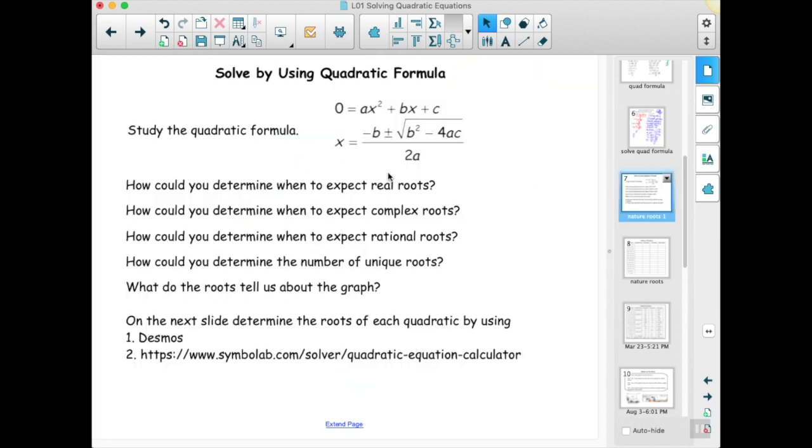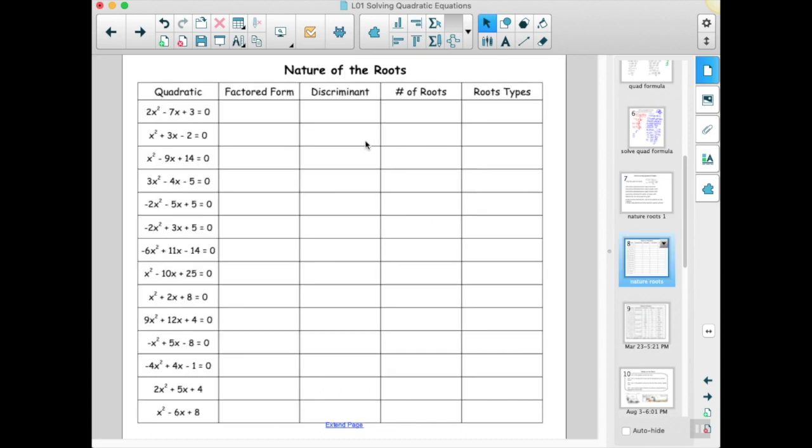All right, so we're now going to be thinking about when you could expect real roots, when could you expect complex roots, when could you expect rational roots, how could you figure out the number of unique roots, and what do the roots tell us about the graph. So on the next slide, you're going to take some time to figure out what the roots are by using Desmos, or you can use Symbolab, that link I've got there. And then you're going to fill in this.